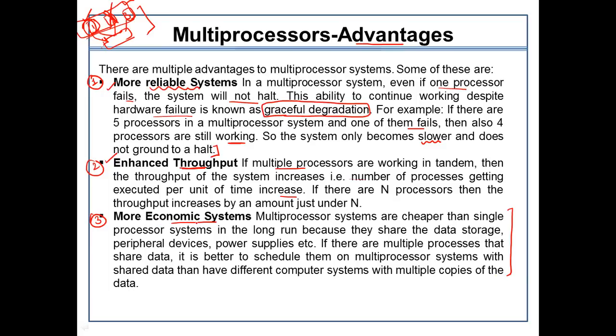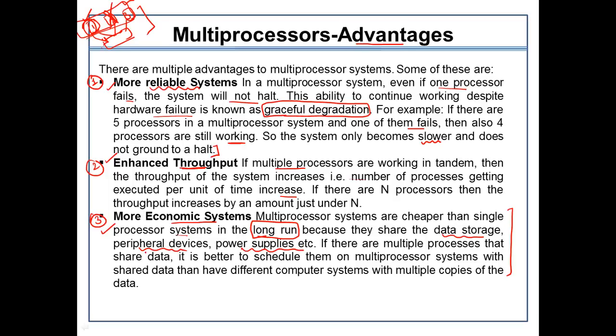Why and how these are economic? These are cheaper than the single processor system in the long run. So this is what the point is. If we have far-sightedness, or some future expectations from the machine, then using a multiprocessor system is one of the best choices. Why? Because they share the data storage, the peripheral devices, the power supplies, etc.